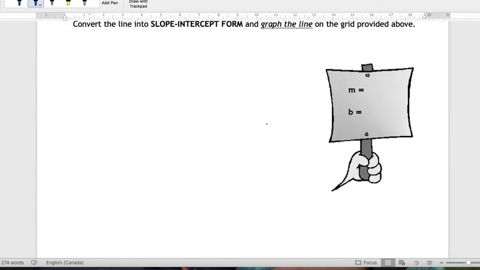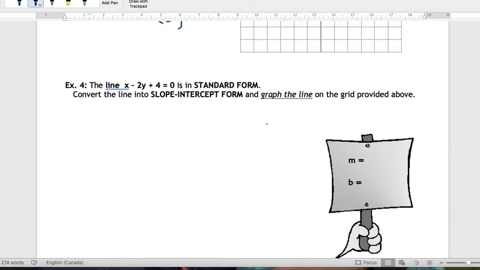So example 4 says, the line x - 2y + 4 = 0 is in standard form. Convert the line to slope-intercept form and graph the line on the grid above. So let's convert it to slope-intercept form. Remember, slope-intercept form is in the form of y = mx + b.